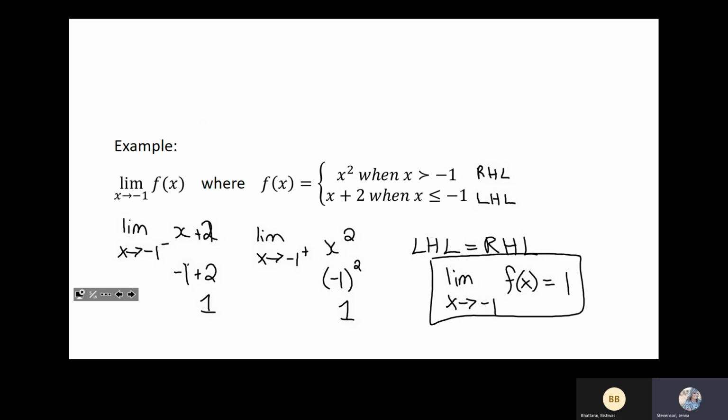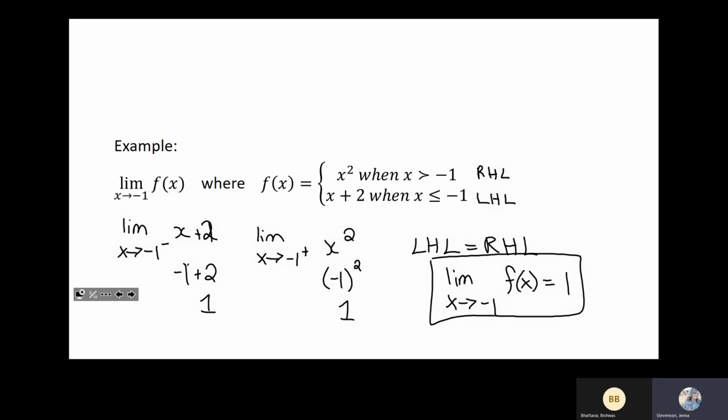Okay, so you should have got a limit of 1. Our left-hand limit, we plug in our -1 into our x plus 2 and get 1. Our right-hand limit is x squared. -1 squared is 1. Good? Pretty easy, this limit stuff.